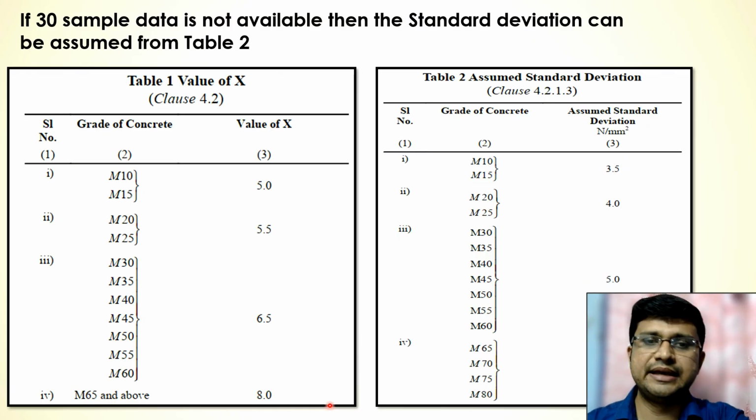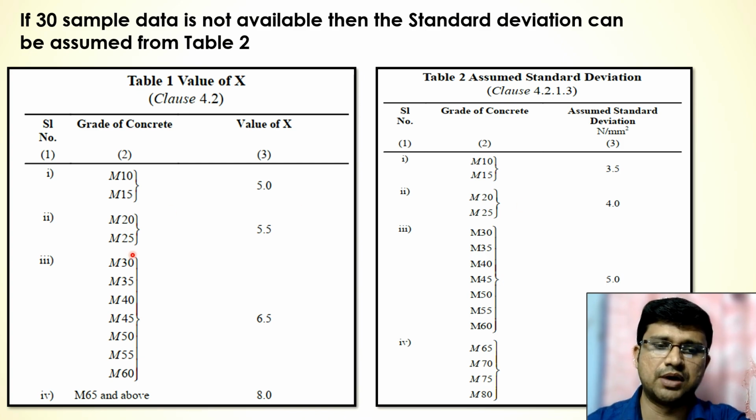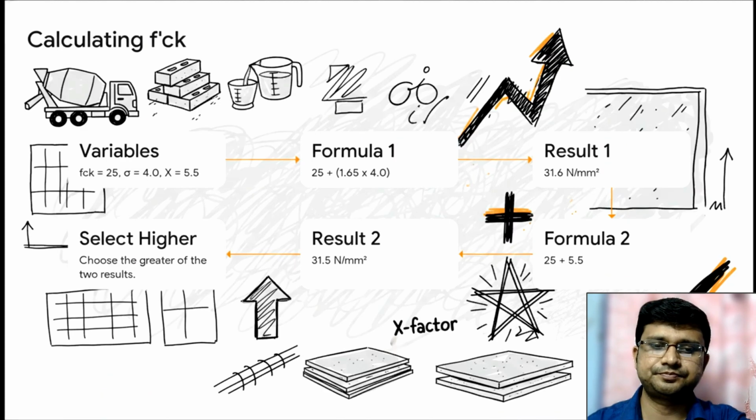Now, if we do not have 30 test sample data, then what can we do? At that time, we have to assume the value of standard deviation from Table 2. And from Table 2, we know that if our grade of concrete is M25, then we have to consider the standard deviation as 4. And if our concrete is M25, we can calculate the X value from Table 1. And the X value will be 5.5. So we have to use both these values for calculating the value of target mean strength.